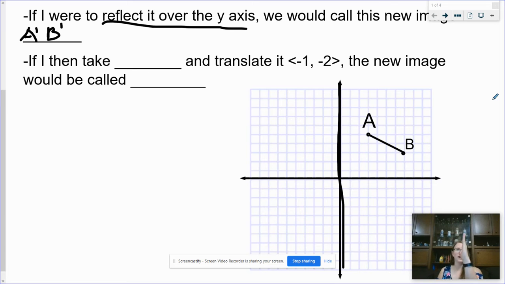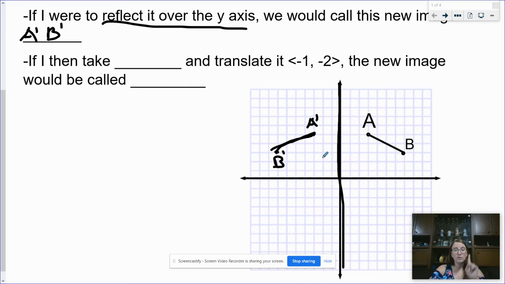We know that with a reflection, we count to our mirror, count away from our mirror. So A is 1, 2, 3 points away from our mirror, the y-axis. So on the other side, I need to go 1, 2, 3. Here is A prime. Now we also have B, 1, 2, 3, 4, 5, 6, 7. I need to count away. 1, 2, 3, 4, 5, 6, 7. There is B prime. So here is after my first transformation.